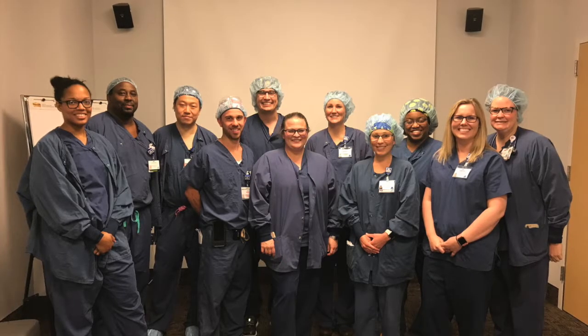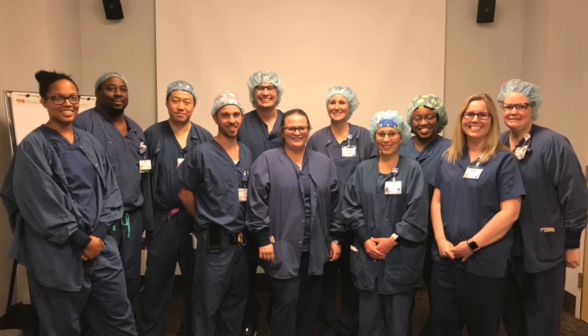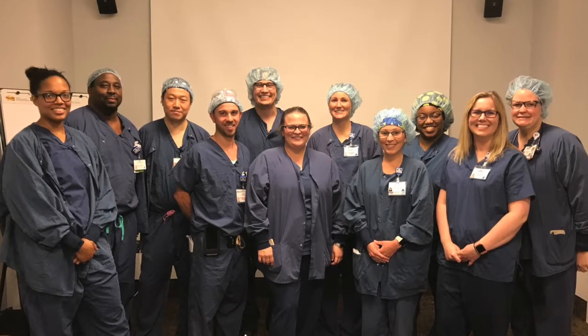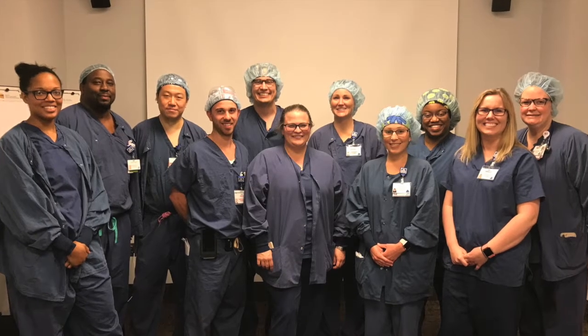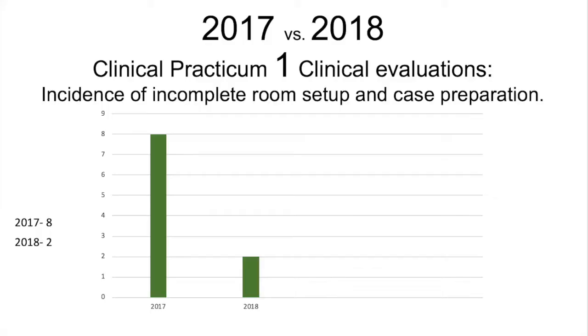Student nurse anesthesia interns entering clinical experience in June of 2018 were given the tool to guide setup of the anesthesia machine and workstation during their first clinical semester. At the completion of their clinical semester, students were asked to complete a questionnaire regarding the ASSIST device. To determine if a problem with workstation setup existed among students at the Millikin University and Decatur Memorial Hospital Nurse Anesthesia Program, clinical evaluations from the class of 2017 Clinical Practicum 1 were reviewed.